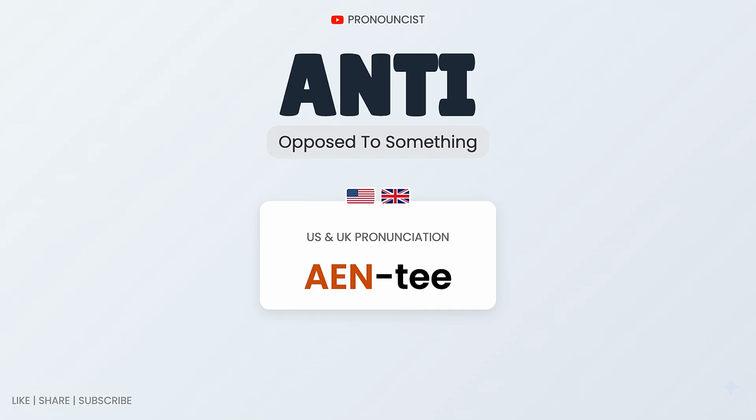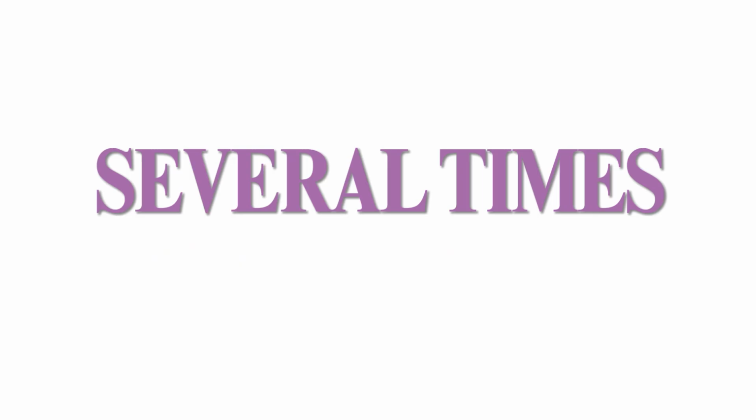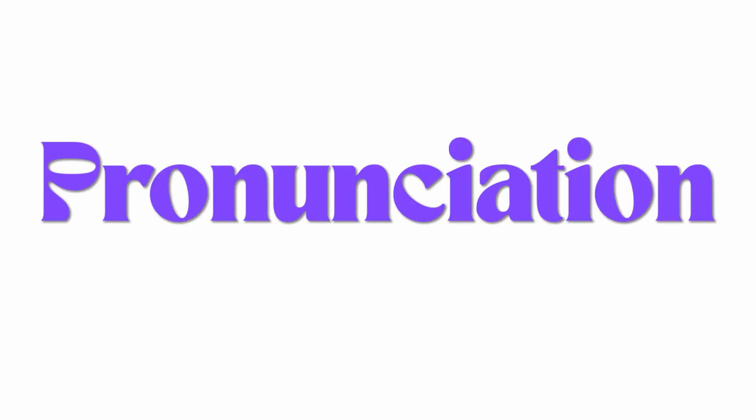Practice repeatedly and you'll soon be able to say this word perfectly. The best way to practice is to repeat the syllables multiple times. The meaning of the word is opposed to or against something. Try repeating this word several times to improve your pronunciation.